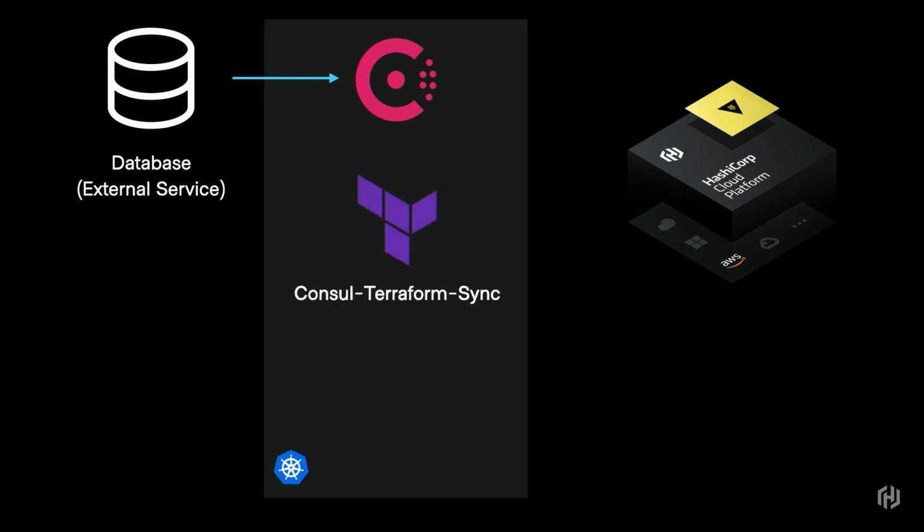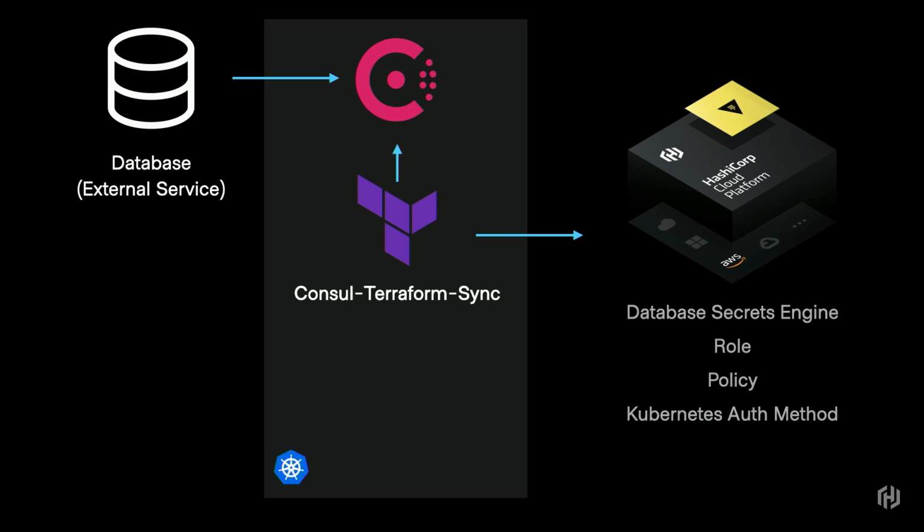And Consul Terraform Sync will read the information from Consul about that database, contact Vault, and will create a database secrets engine, role, policy, and Kubernetes auth method for that specific database. The side effect to this means that I can use my application to retrieve the database secret from Vault.